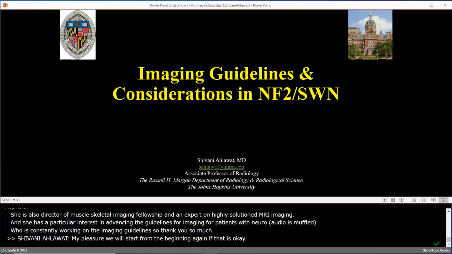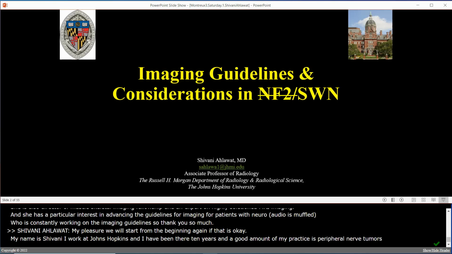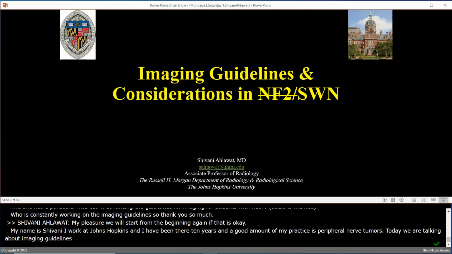My name is Shivani. I work at Hopkins. I've been there for 10 years, and a good amount of my practice is peripheral nerve tumors. So today we're going to talk about imaging guidelines and considerations in schwannomatosis, and we're going to focus a good bit on the new updated diagnostic criteria.